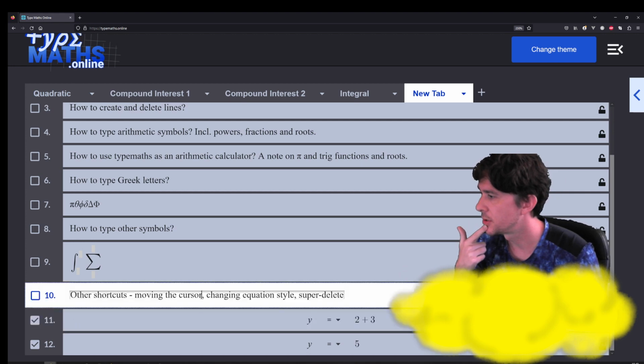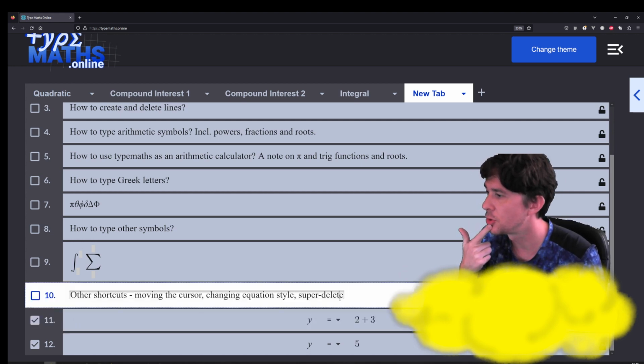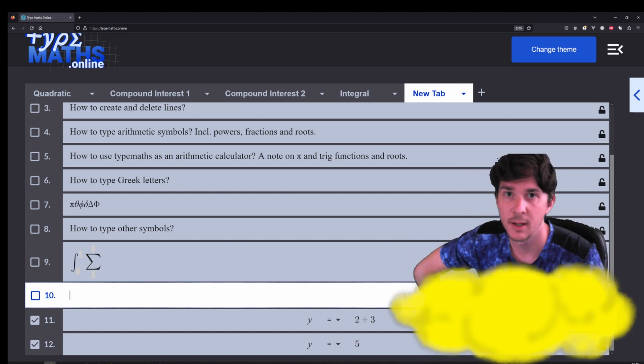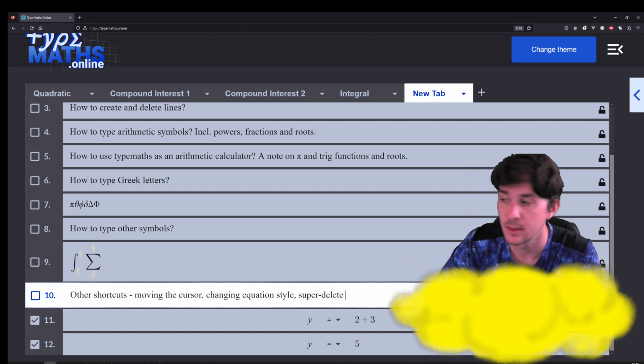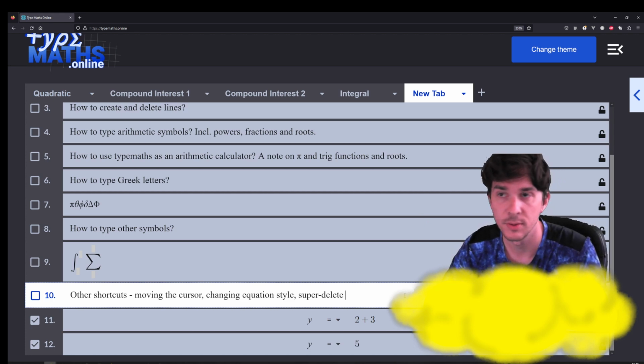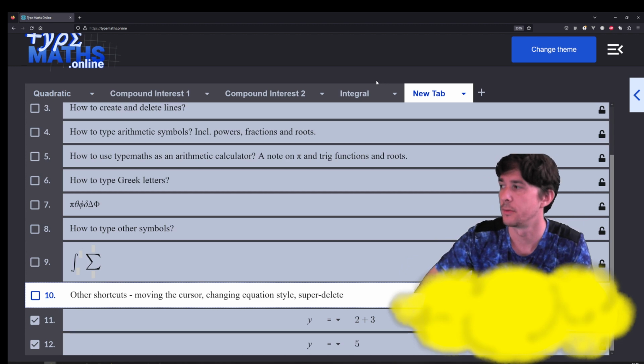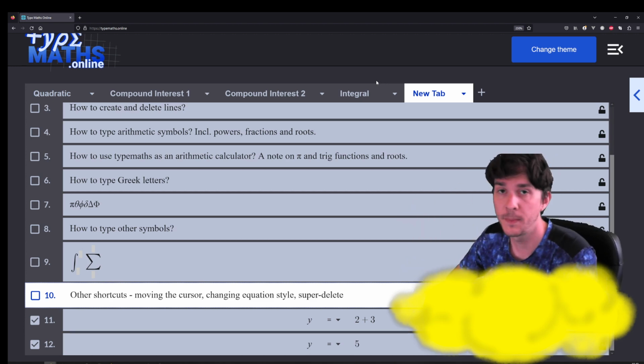Let's see, moving the cursor we've done, changing the equation style we've done, super delete. Basically, if you do Control Delete, you lose everything that was on the line. Of course, if you do that by accident, we still have the Control Z functionality to undo that. All right, so that's a whirlwind of all these basics. So I hope that that makes sense for you.